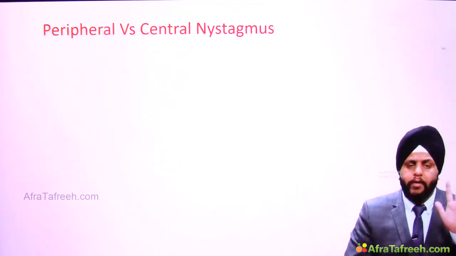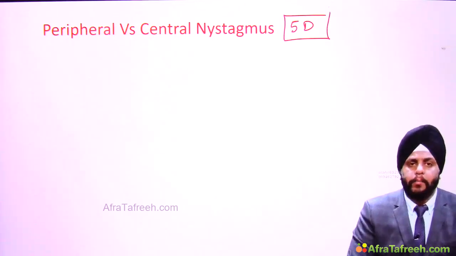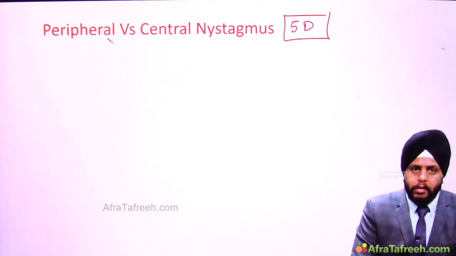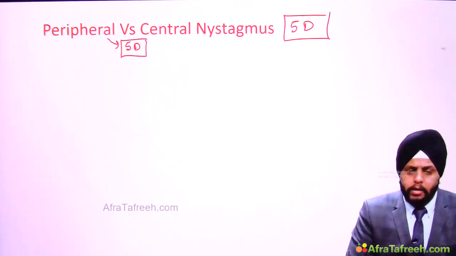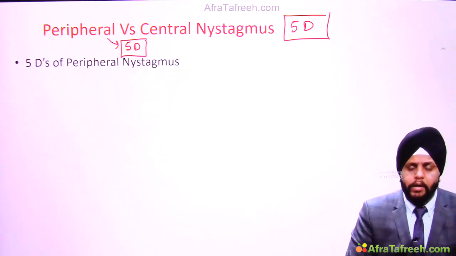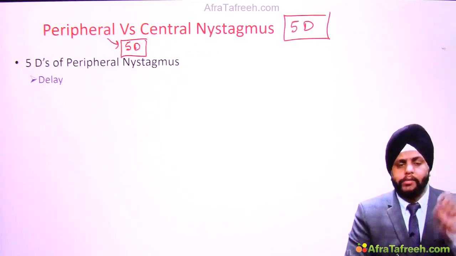For this, I have 5 Ds. What are the 5 Ds to identify the peripheral nystagmus? Remember, the peripheral nystagmus has 5 Ds. With the help of these 5 characteristic Ds, we can identify that it is a peripheral nystagmus. Number 1 D is delay.